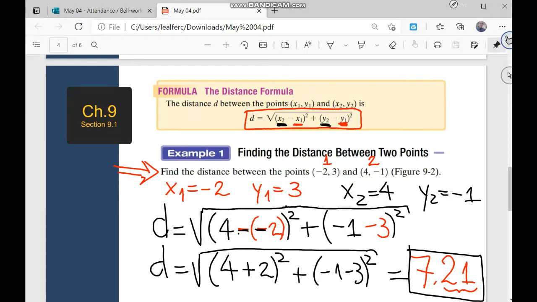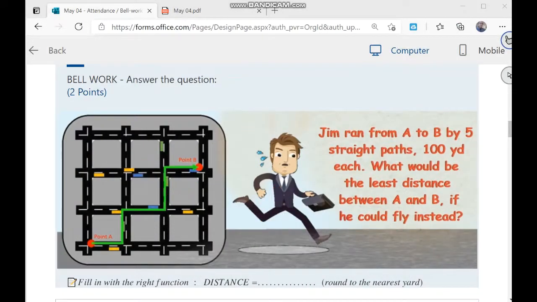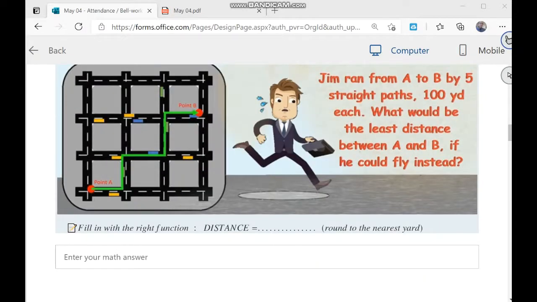But before, I need you to answer the bell work. Send me your message. Well, G ran from A to B in 5 straight paths. And we want to calculate if he could fly, if he could go across the buildings or over the buildings. We want to calculate this straight path, what is going to be the distance. To apply the Pythagorean theorem, we need a right triangle.